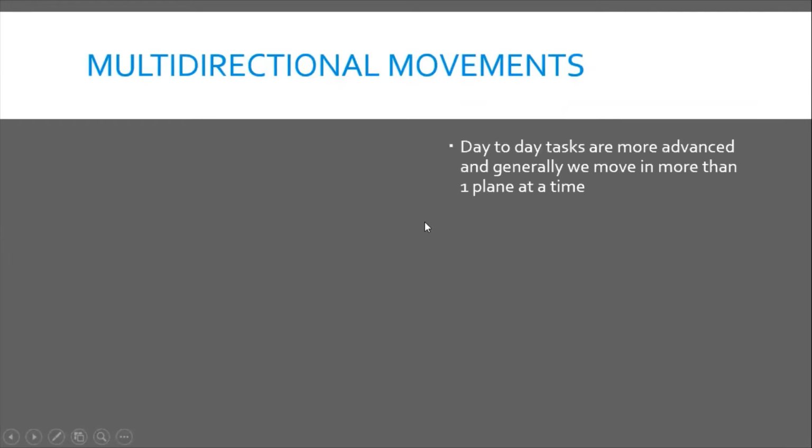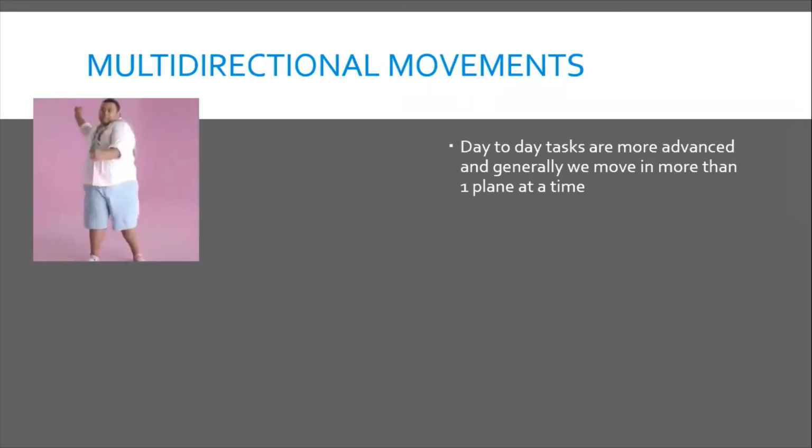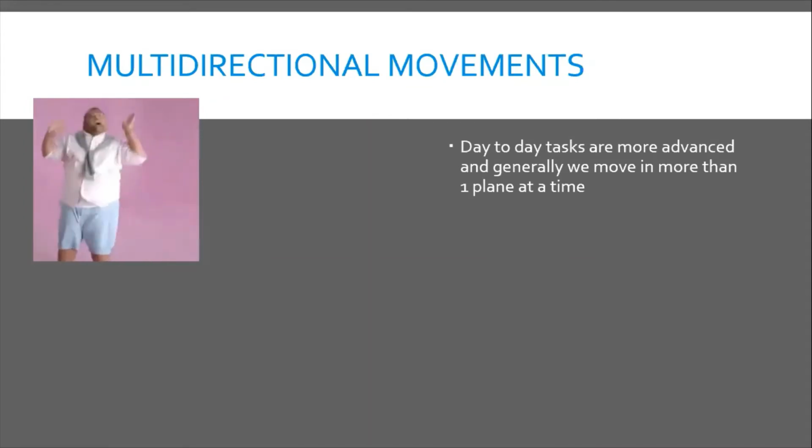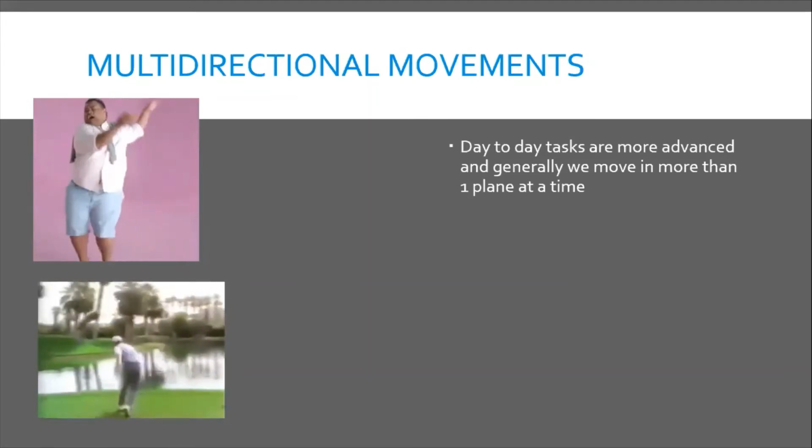Okay, but we know that when we move in day-to-day activities, we actually move in more than one plane. It doesn't often happen that we just twist in rotation, or that we just bend back and forth in one direction. So we can see from this lovely dancer here that when he's coming down, he's adding a bit of rotation, a bit of flexion to his spine, as well as some side bending. So just trying to explain here that the movement is happening in more than one direction.